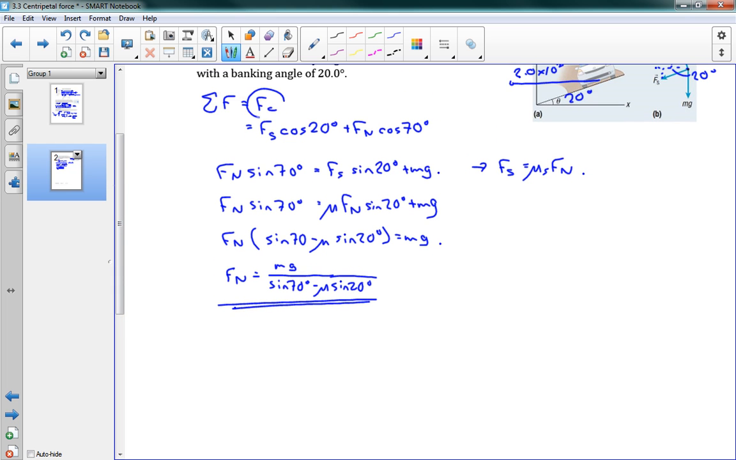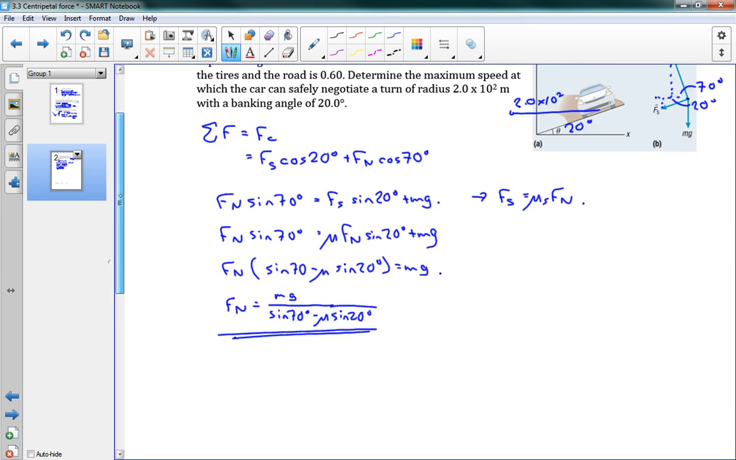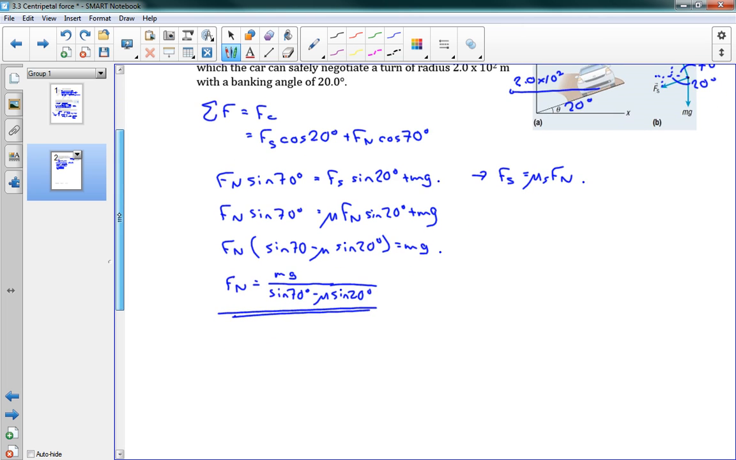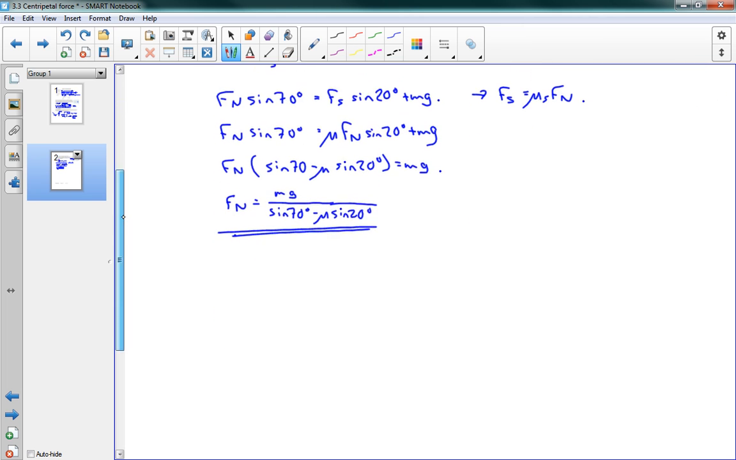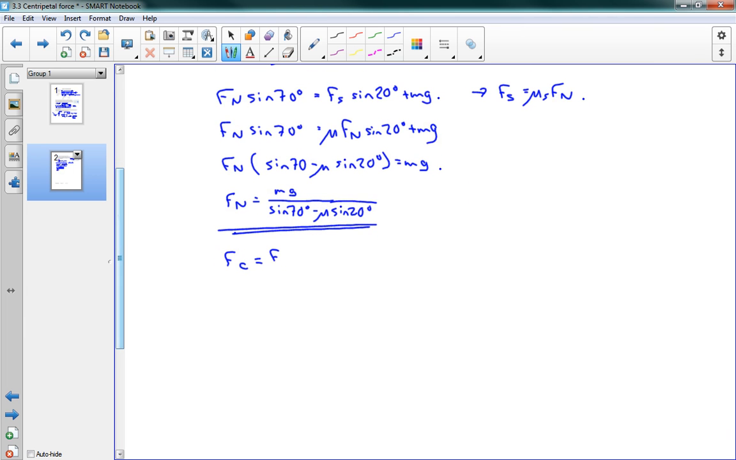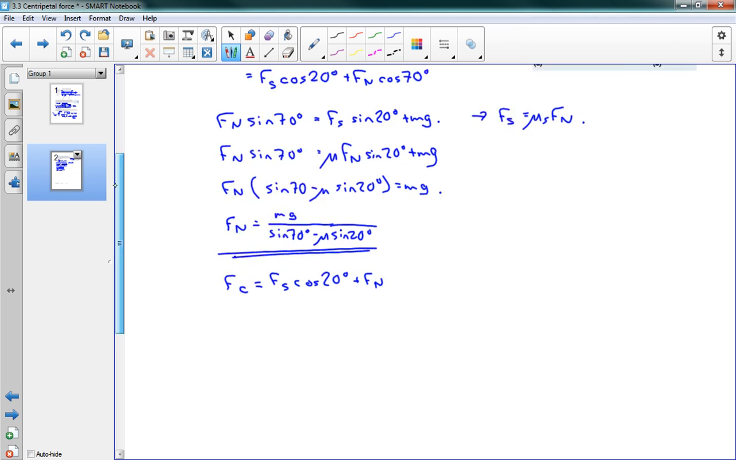Up here we have an equation for Fc, and that's ultimately what we're going to use. So we can start putting some things together now, because we want to get the centripetal force, which will give us the centripetal acceleration, which will give us the speed, the maximum speed. And that's what we're trying to get at right now. So I'll go back to this statement here for Fc. I can say that Fc is equal to Fs cosine 20 plus Fn cosine 70.